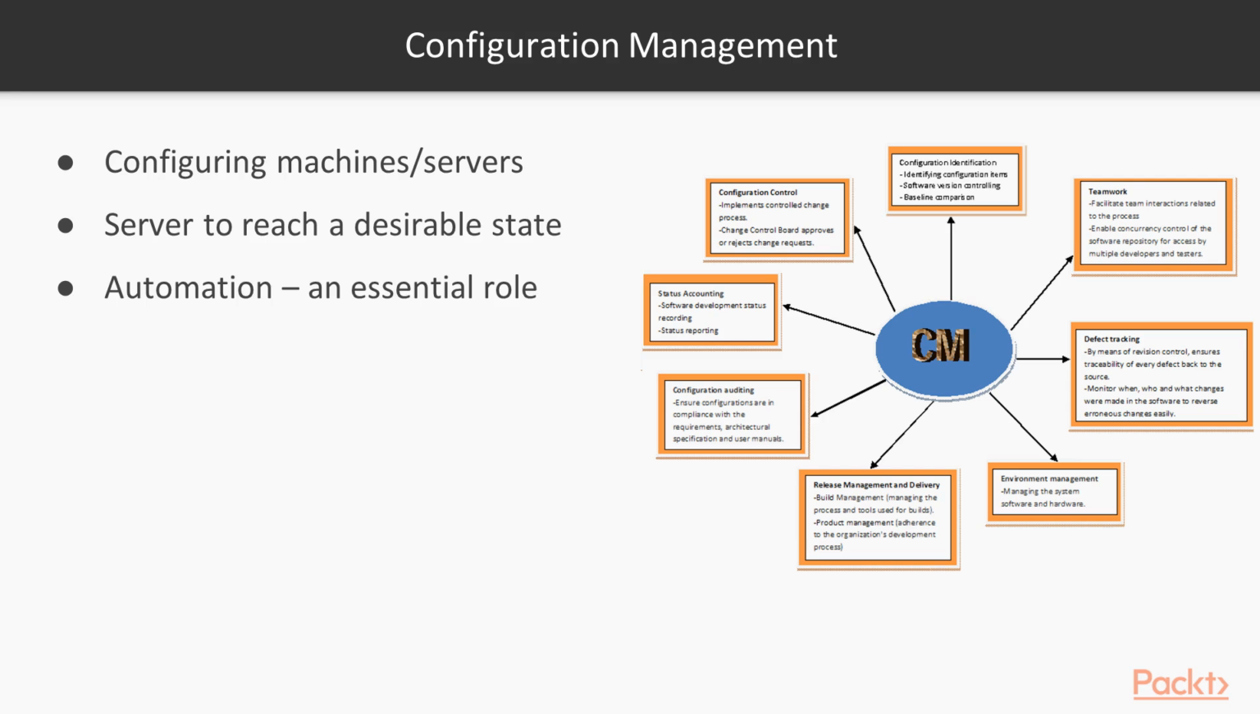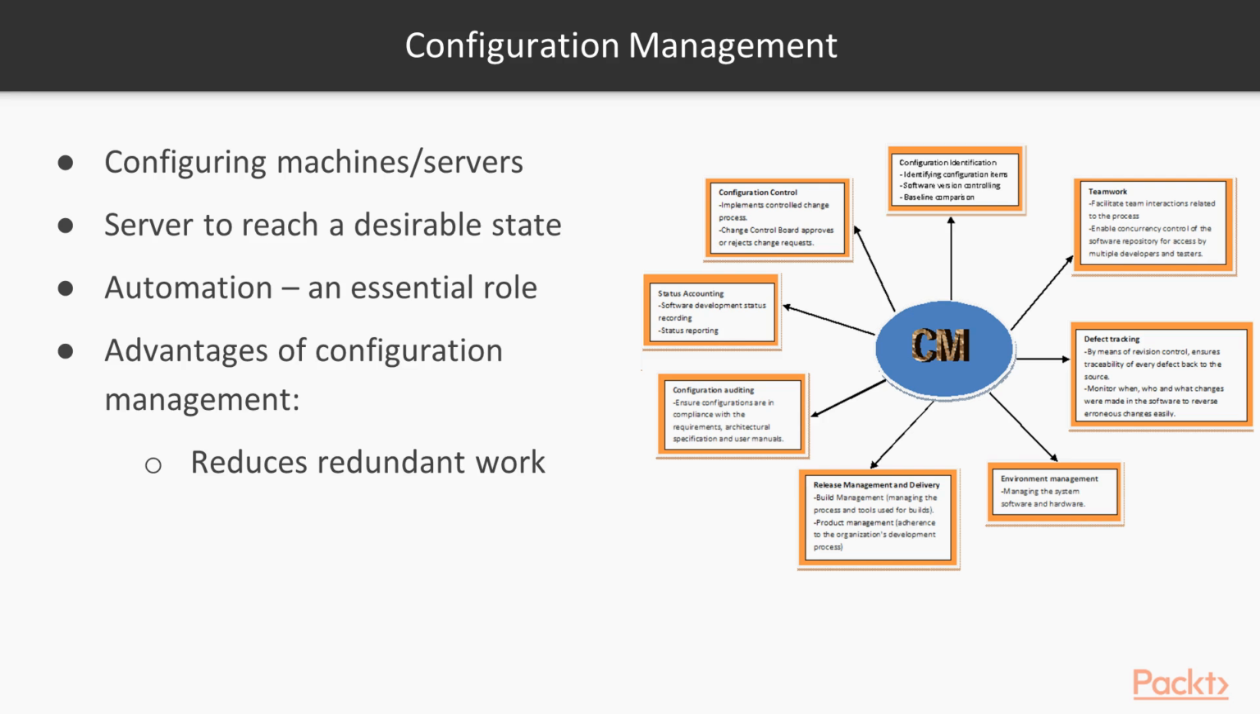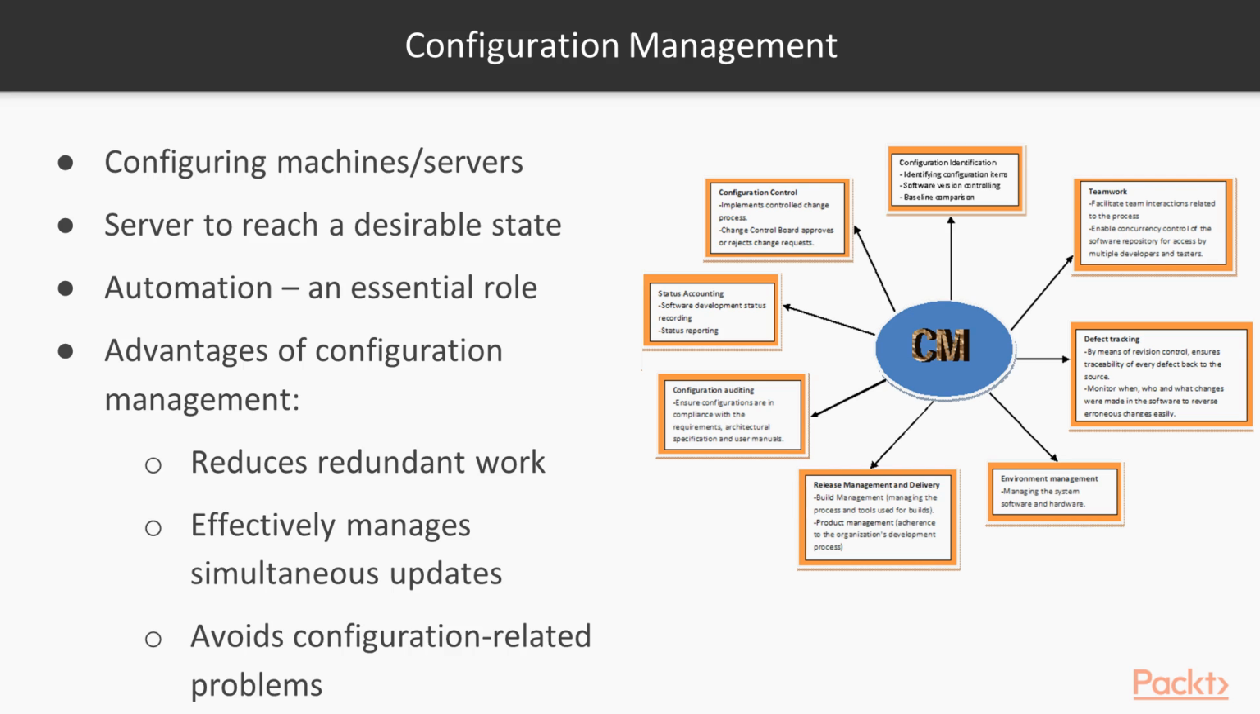Automation plays an important role. All these steps which you need to do sometime on one machine or on a number of machines, these automation tools makes those steps easily done and efficiently on your client machines. Let's look at some of the advantages of configuration management. It reduces the redundant work you do. For building up a particular machine, you have to do a lot of steps. So the configuration management helps you reduce those tasks and make the process automated. It effectively manages simultaneous updates, avoids configuration related problems.